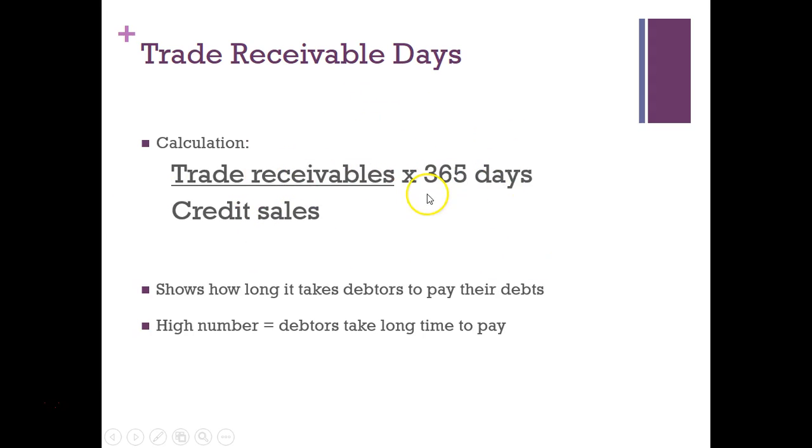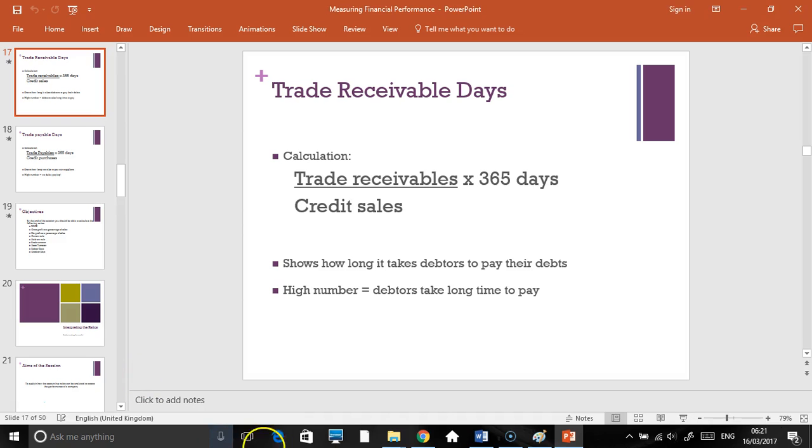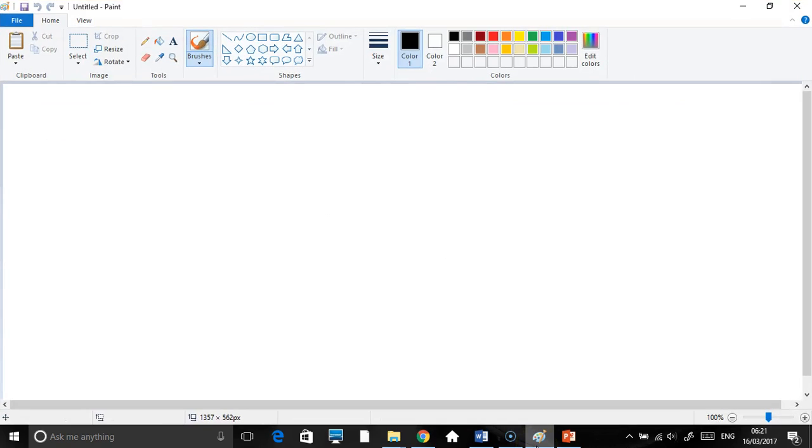If I ignore the 365, if I sell on credit, whatever I'm still owed at the end of the year is a percentage of what I've sold, of course. So that gives us a strong indication of how much you're still owed at the end of the year. And of course, the smaller the number, the better, the happier you are, because it means you have your money. So this is called trade receivable days.